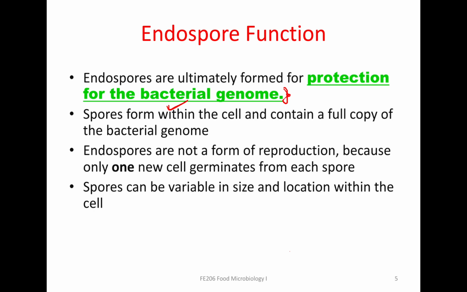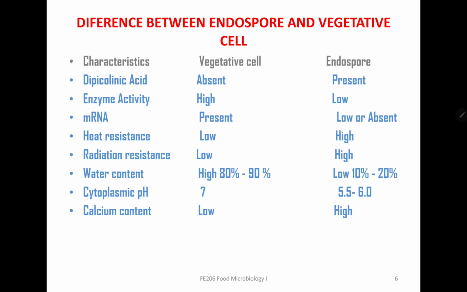The endospore is not able to reproduce. We discussed it already. Only one new cell germinates from each spore. The spore can vary in size and location within the cell. This is an important point. The spore which forms in the bacteria may be present in the center, in the terminal, or in the subterminal position. We will see in the next slide.